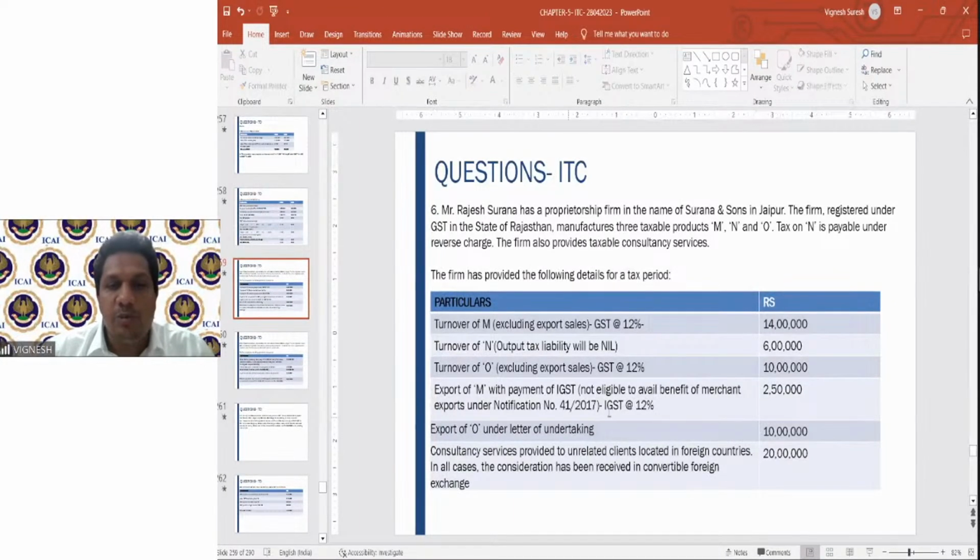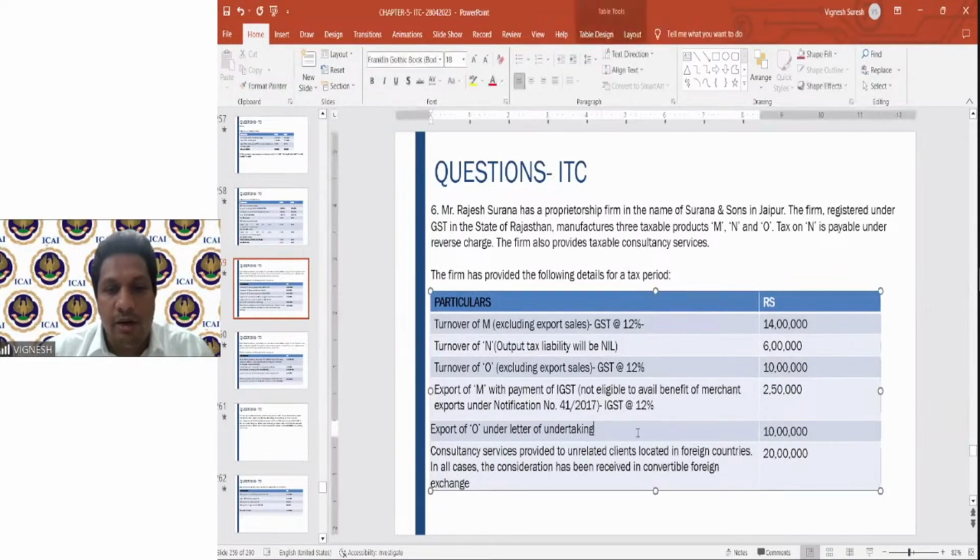Fine. Then export of O under a letter of undertaking. This will be here 10 lakhs. Export of O under a letter of undertaking, 10 lakhs. This won't be subject to GST because it is a zero rated supply. No GST as it is a zero rated supply.